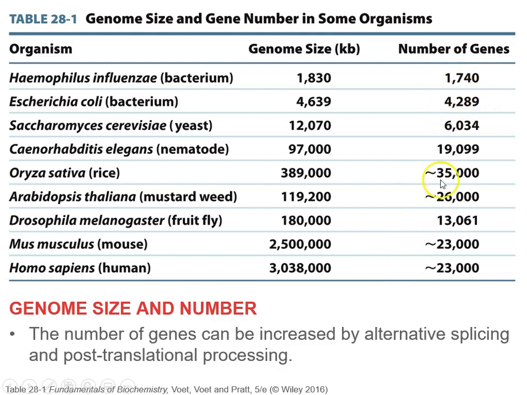If you look at the number of genes, though, especially if you look at humans, you might find it surprising that the rice and the Arabidopsis express more genes than we do. But again, we can explain that by the use of alternative splicing and post-translational processing. That will give us a wider variety of proteins with lots of different functions.